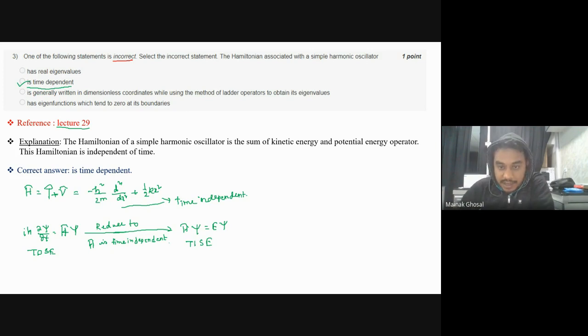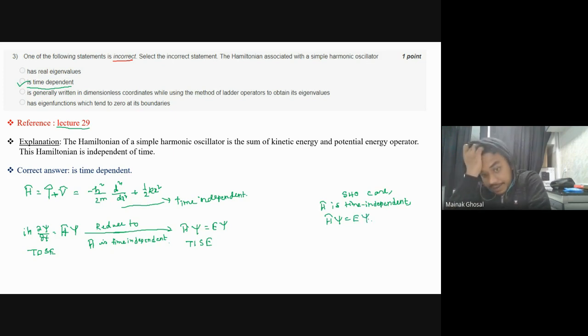The first statement is that it has real eigenvalues. So for the simple harmonic oscillator case, since H is time independent, you know that this time dependent equation will become a time independent equation, and H psi will be E psi. This is a simple thing.